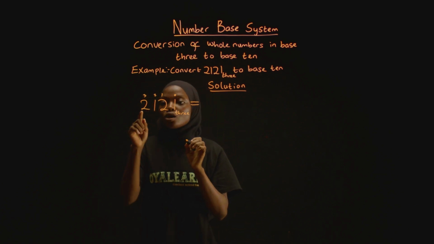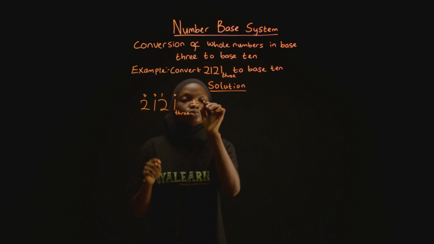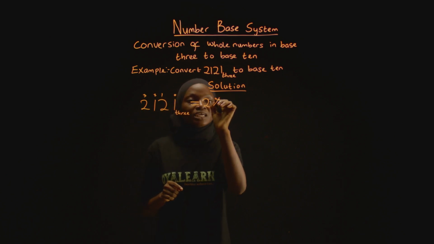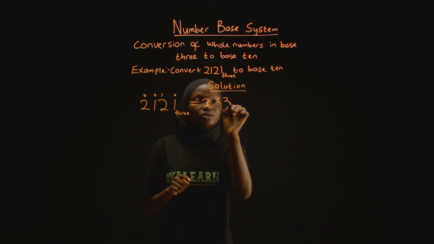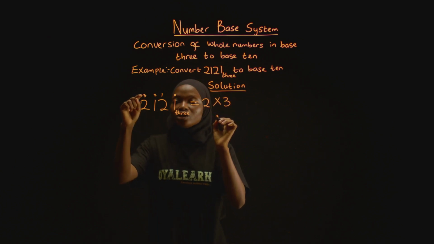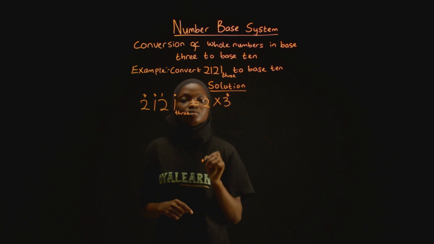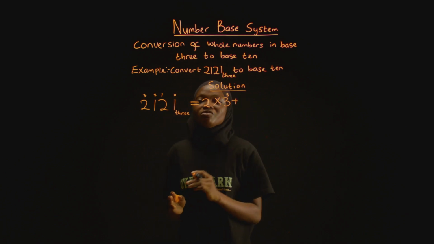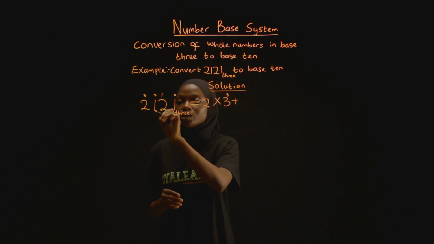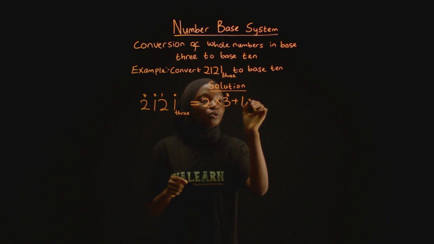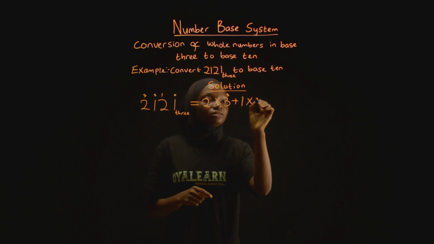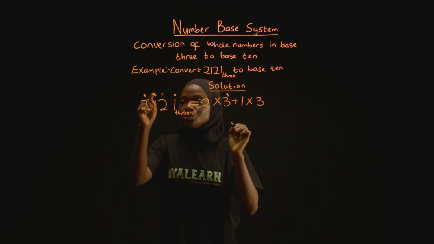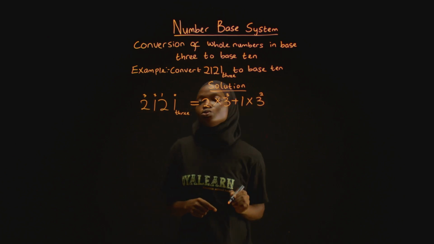Then we solve. Equal to, take the first digit 2, multiply it with the base 3, raised to the power of the number you have here, 3, plus, we do the same thing for the next digit, and the next digit here is 1. So you have 1 multiplied by the base 3, raised to the power of the number 2.